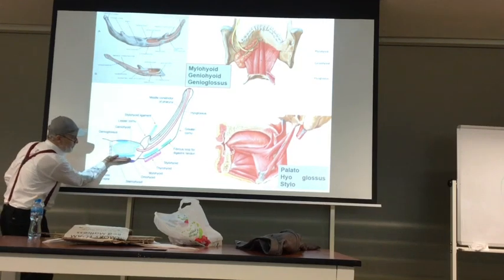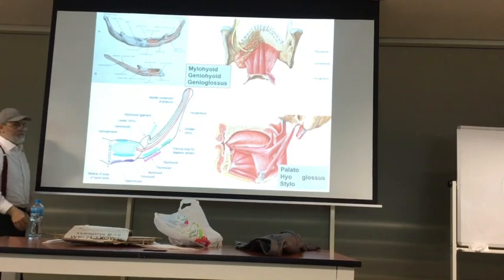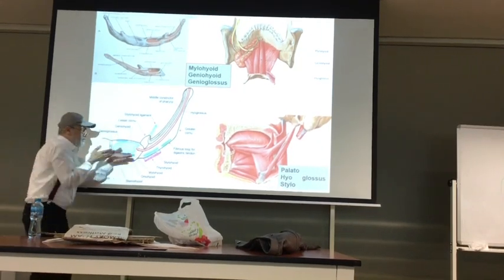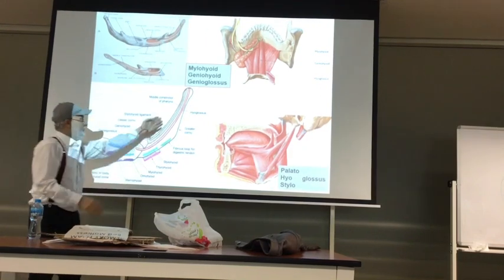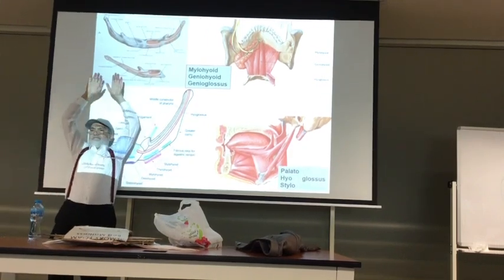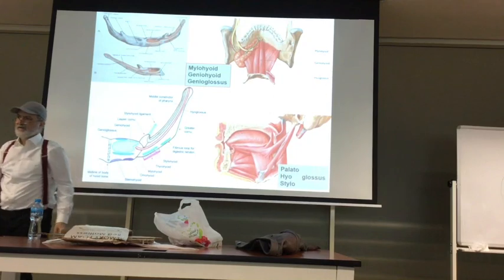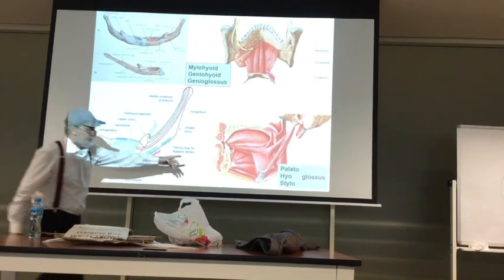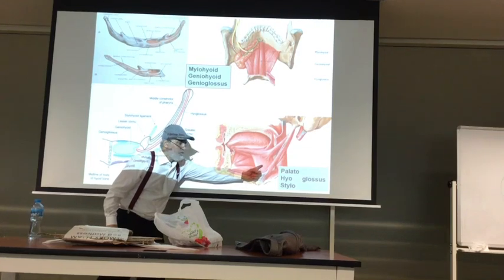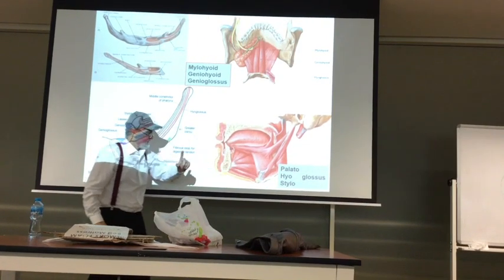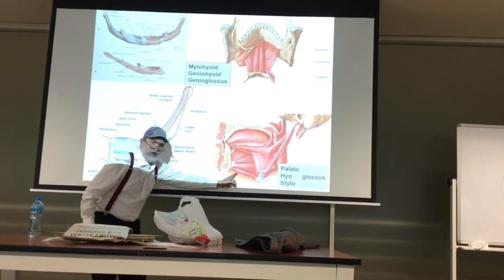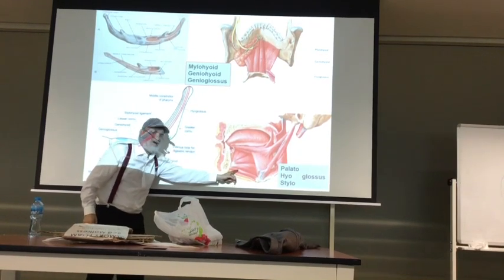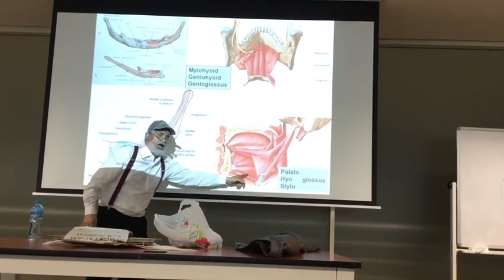with mylohyoid. This one is going like this, and this one here goes up to the tongue. Now, this is what? Hyoglossus or mylohyoid? Hyoglossus. Here is mylohyoid. And above mylohyoid, geniohyoid. And then genioglossus.